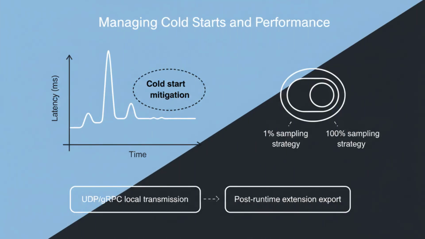Performance is paramount. Every time a new Lambda worker is initialized, a cold start, the OTel SDK must also initialize. This can add hundreds of milliseconds to your tail latency. To mitigate this, we use aggressive sampling. You don't need to trace 100% of successful requests. Instead, implement a 1% sampling rate for health checks and 100% sampling rate for errors. We also leverage the asynchronous nature of the OTel collector extension. By sending spans over local UDP or gRPC to the extension, the main function can terminate as soon as the response is sent, leaving the extension to finish the upload in the background during the post-runtime phase.